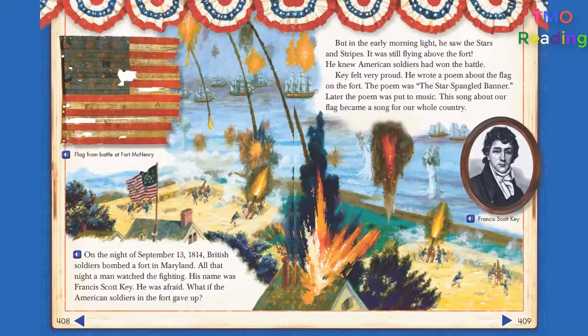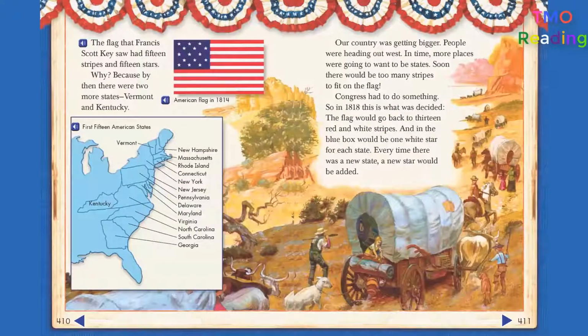Francis Scott Key. The flag that Francis Scott Key saw had 15 stripes and 15 stars. Why? Because by then there were two more states, Vermont and Kentucky. Our country was getting bigger. People were heading out west. In time, more places were going to want to be states. Soon there would be too many stripes to fit on the flag. Congress had to do something.